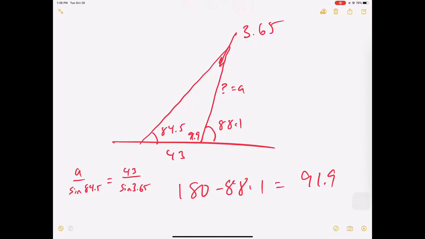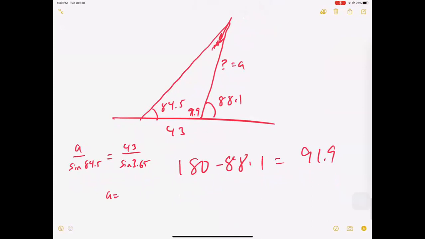We started off with only knowing 2 bits of information about this triangle. We integrated 88 to become 91. Now we know 3 bits of information about this triangle: 1, 2, 3. We can now try solving this triangle. We decide law of sines or law of cosines. We said if we find the third angle, we have a law of sines. We set up our law of sines, then solve for A. A is equal to 43 sine 84.5 over sine 3.65.